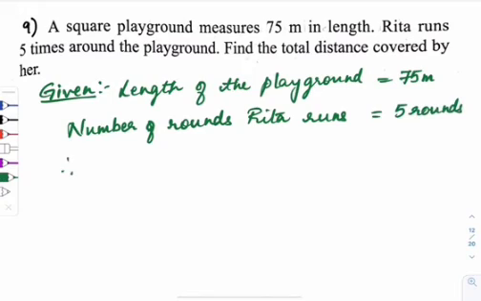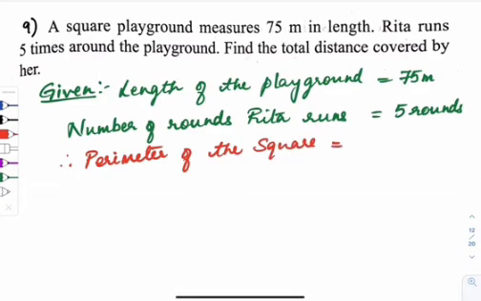Now therefore we need to find the perimeter first. Since it's a square playground, we are finding the perimeter of the square. We need to write the formula first. Since it's a square playground, we will first write down the general formula to find the perimeter of the square, which is equal to 4 into L units.